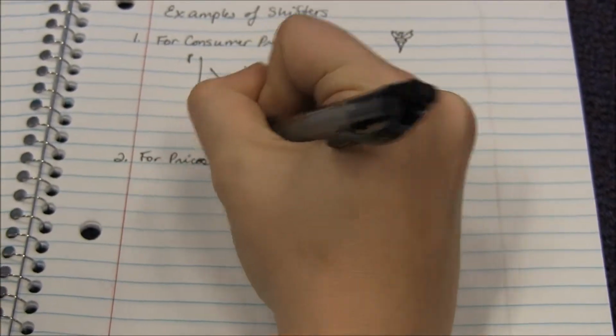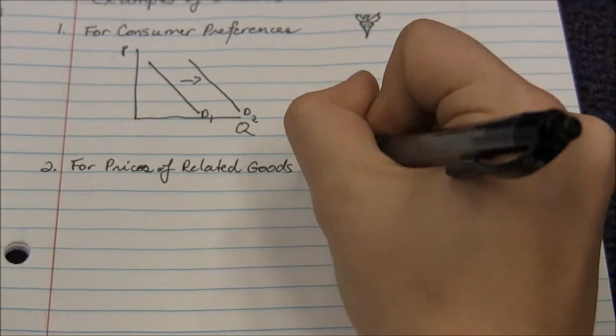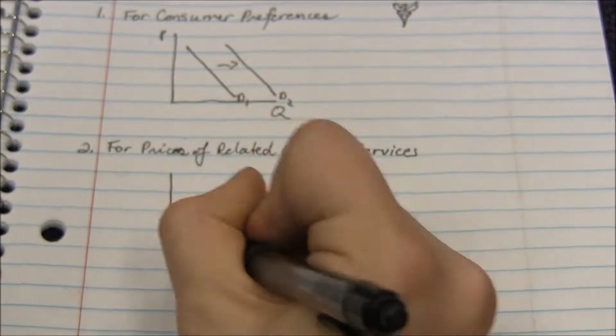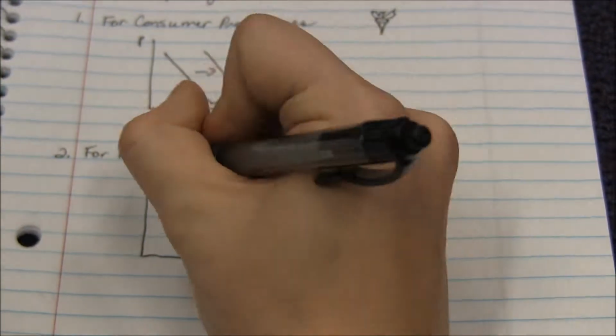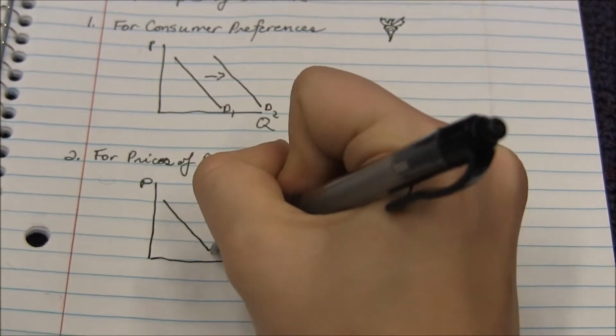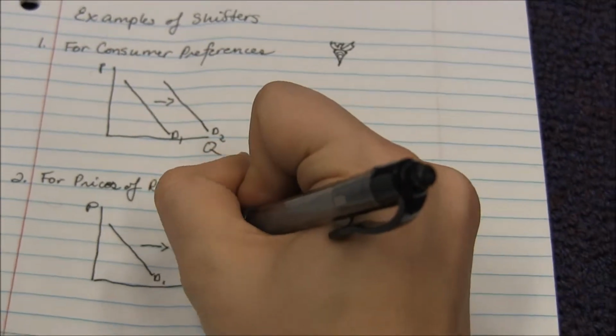2. Prices of related goods and services. Now suppose the price of ranch dressing were to fall. People who eat carrots enjoy dipping carrots into ranch dressing. The lower price of ranch dressing therefore will increase the demand for carrots since they are complements to each other. As a result, the shift of the demand curve for carrots would be to the right.